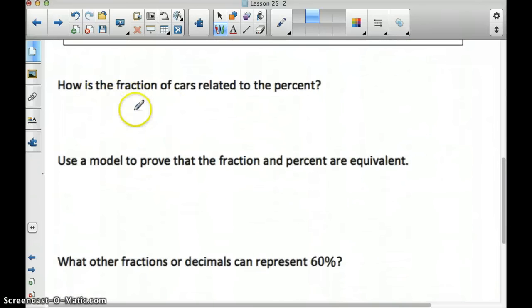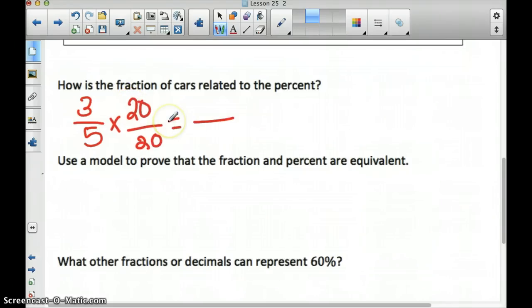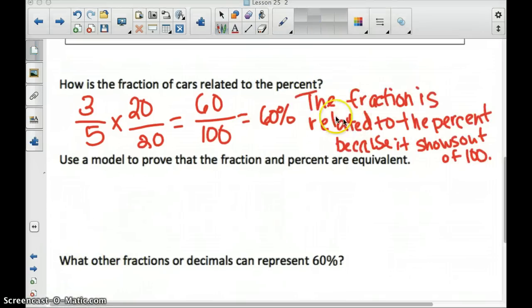It says, how is the fraction of the cars related to the percent? Well, if I take the fraction 3/5, cars to total, and I multiply it like I did in the previous method by 20 over 20, I'm creating an equivalent fraction of 60 over 100, which is 60%. So I could say the fraction is related to the percent because it shows out of 100. And remember, a percent is per 100.